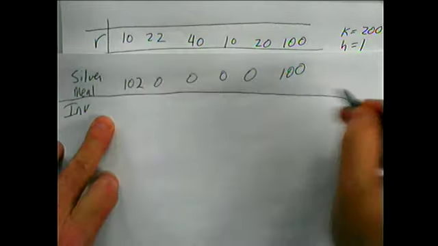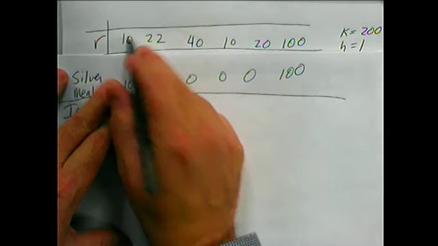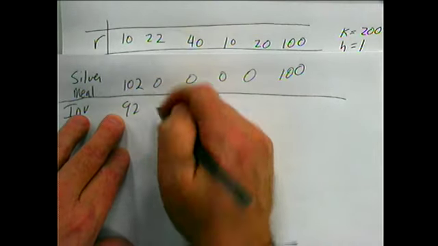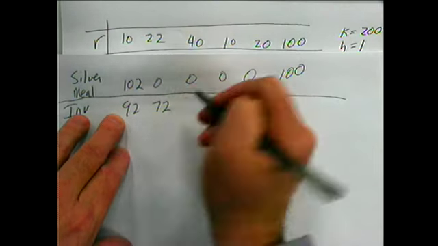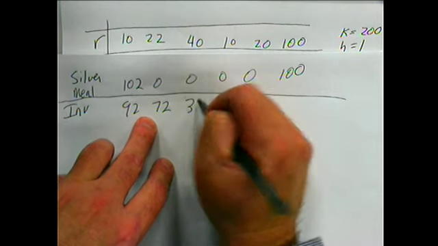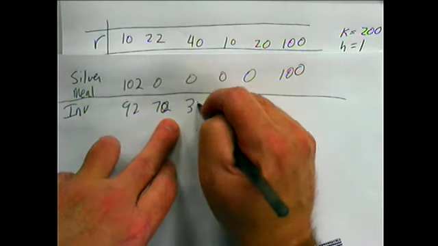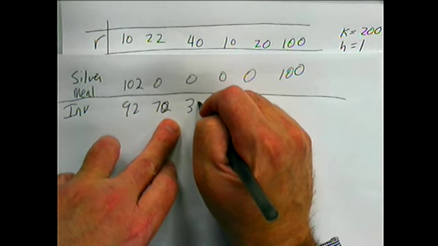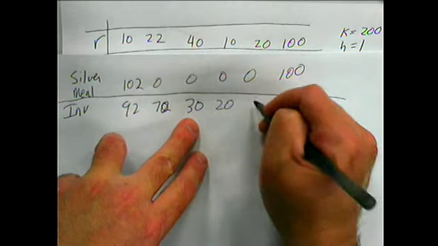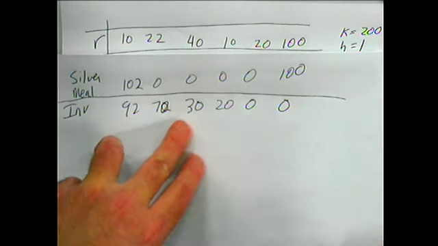Well, I produced 102, used 10, so I'm left with 92. Subtract out 22, I'm left with 72. Subtract out 40, I'm left with 70. Subtract out 40, I'm left with 30, 20, and 0. And 0.